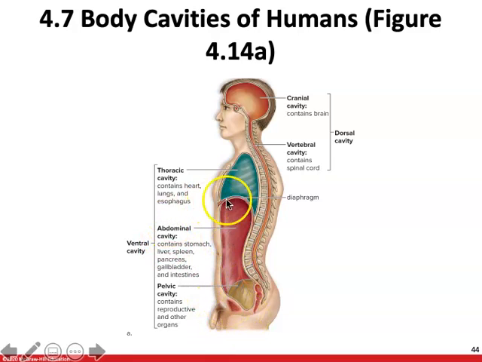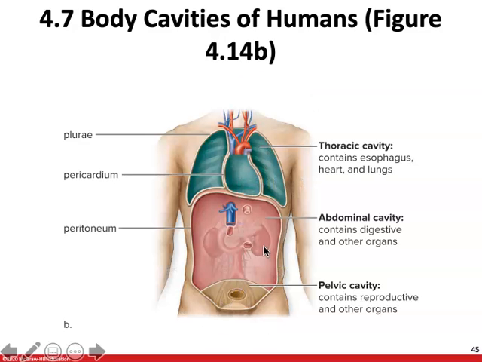The thoracic and the abdominal cavities are going to be separated by the diaphragm. The dorsal cavity is in the back of the body, if you can think of it that way. The dorsal cavity is going to contain the cranial cavity and the vertebral canal, in which the spinal column will reside.